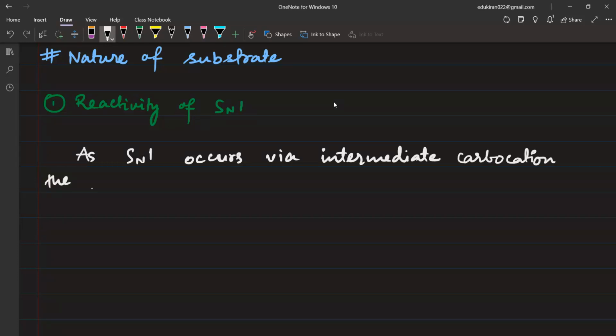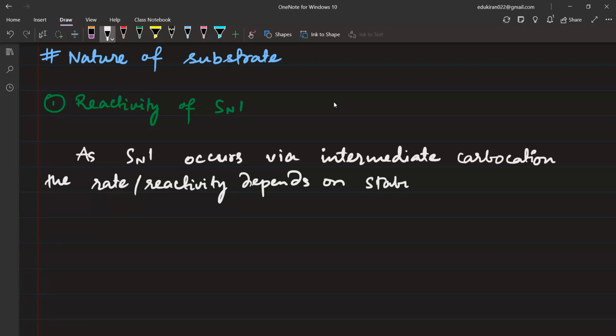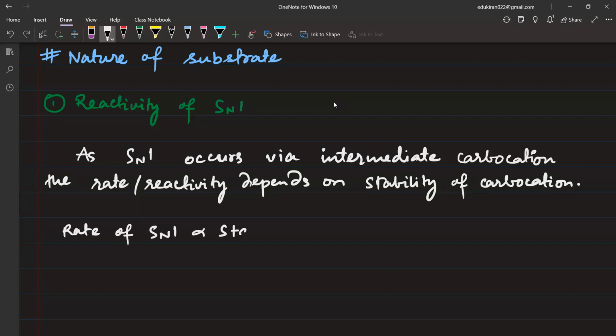the rate or the reactivity depends on stability of carbocation. So the rate of SN1 is directly proportional to the stability of carbocation.